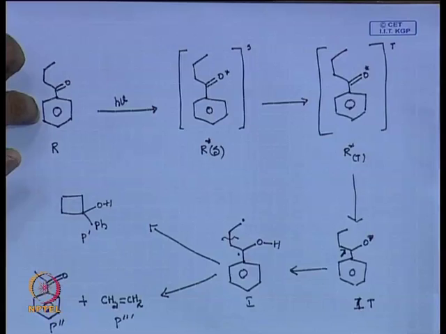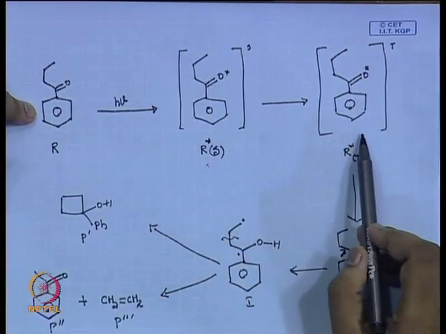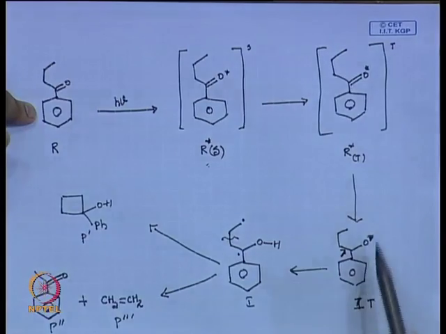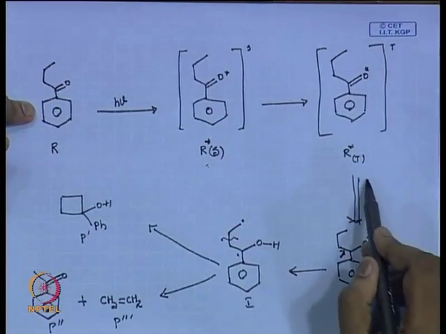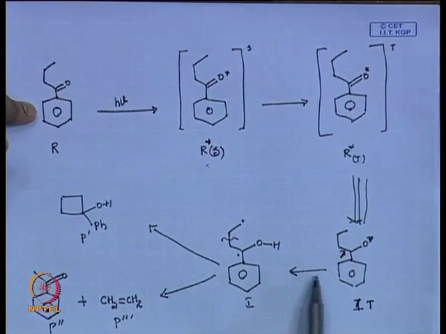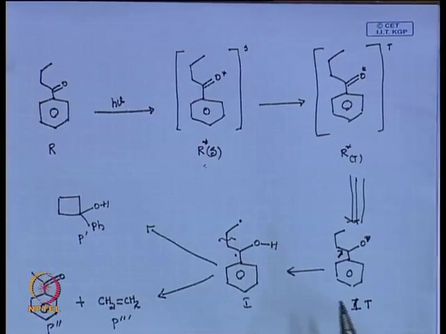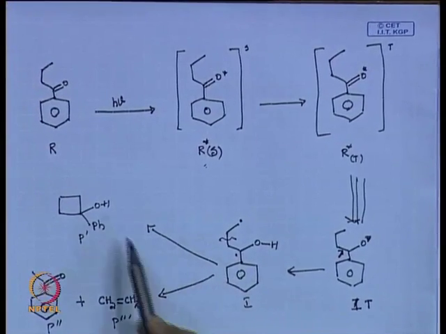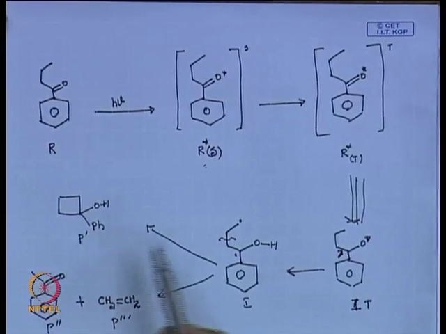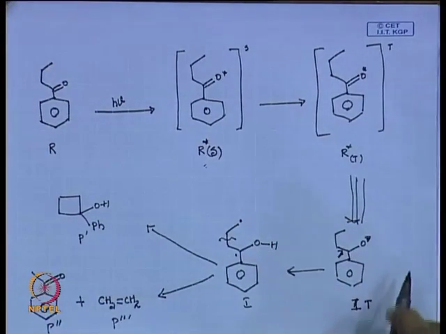So you have an R that gets excited to your R star singlet, then it becomes R star triplet. I have written it in this way. It's not an equal sign, it should be like this. I have written the spin for your triplet, and then this can abstract a hydrogen to give me an intermediate, which is a 1,4 radical that can do ground state reactivity. One, it can cyclize, or it can undergo a bond cleavage to give me this product. So that is how we can represent organic photochemistry.